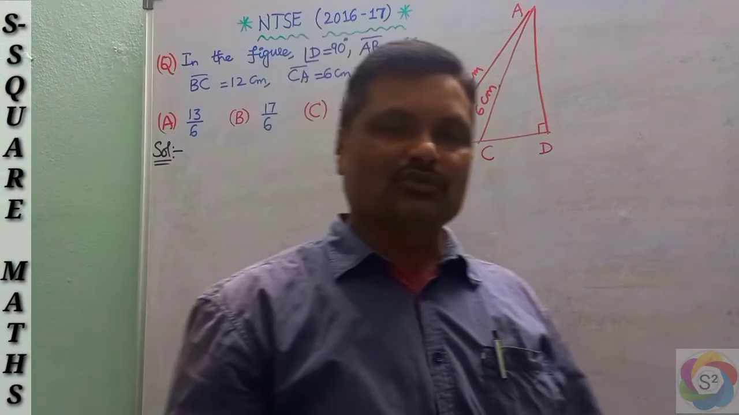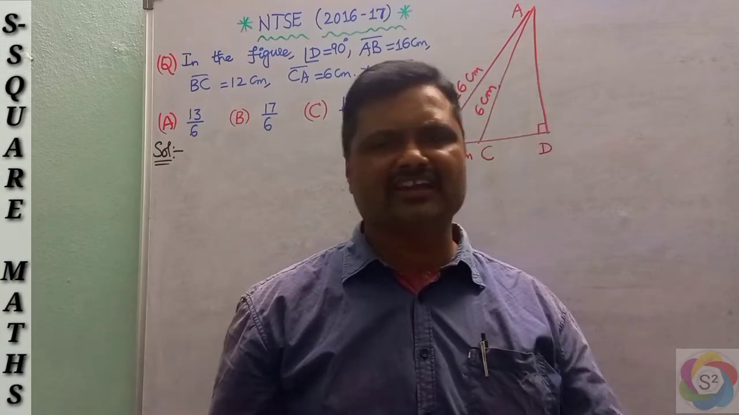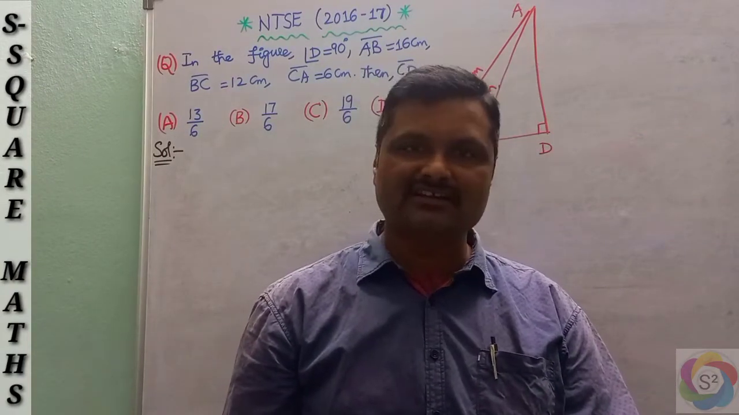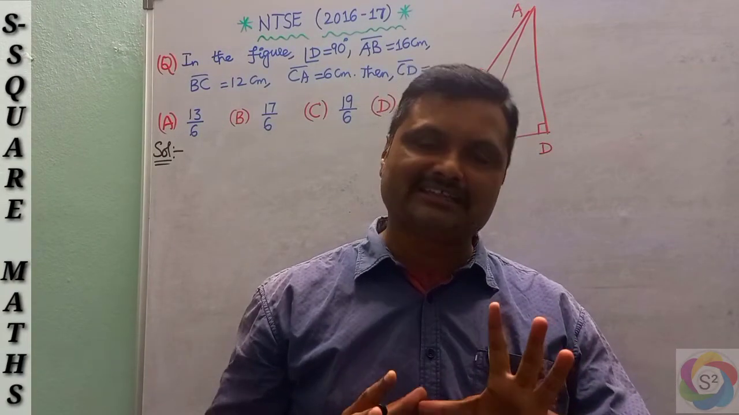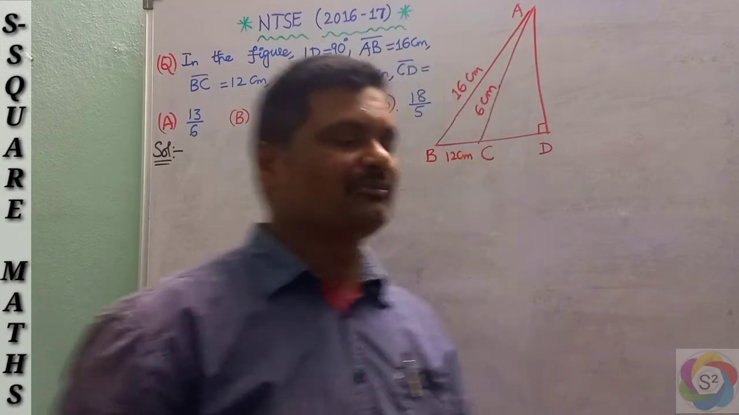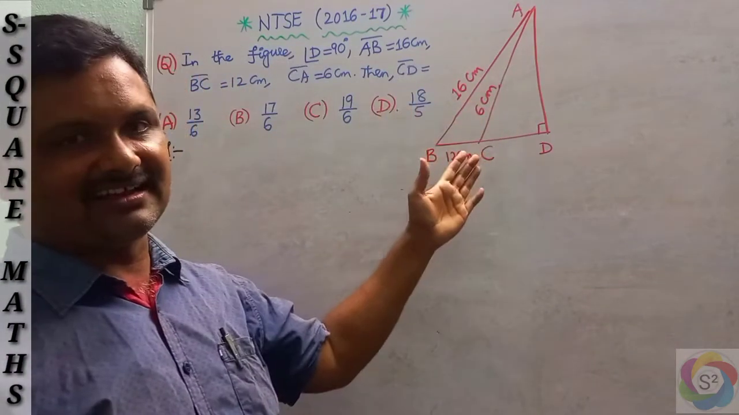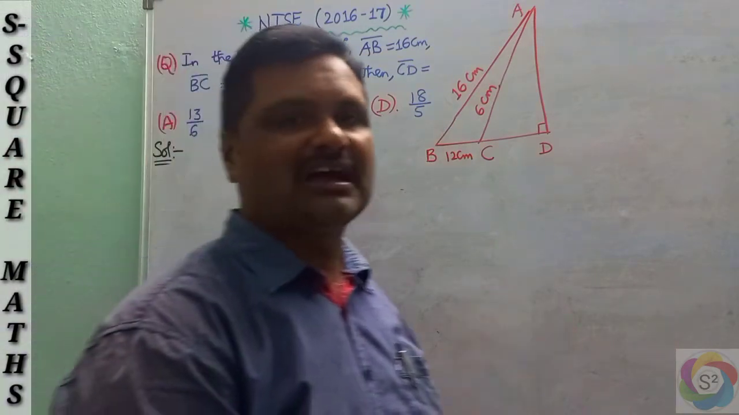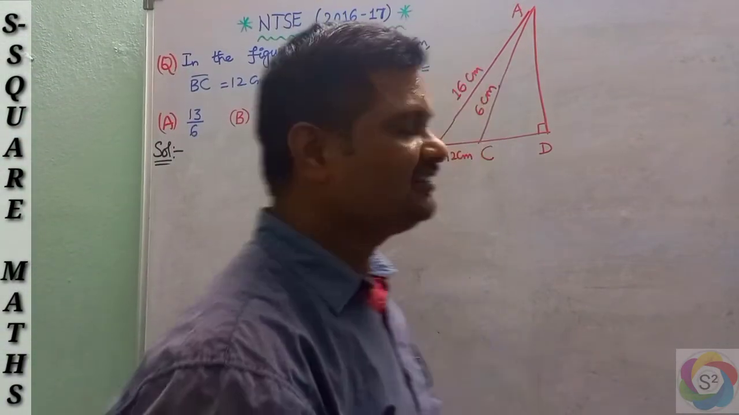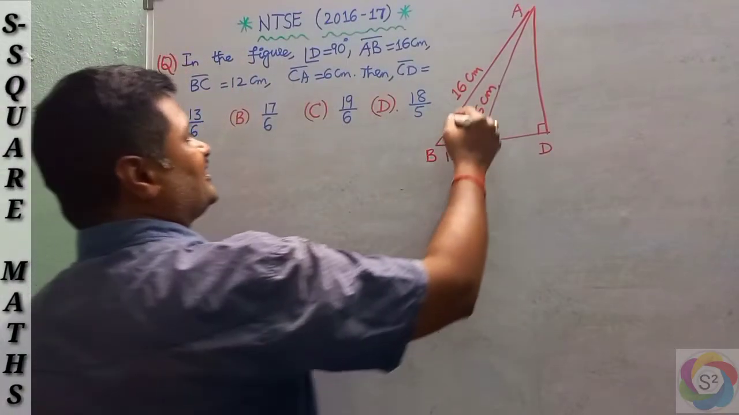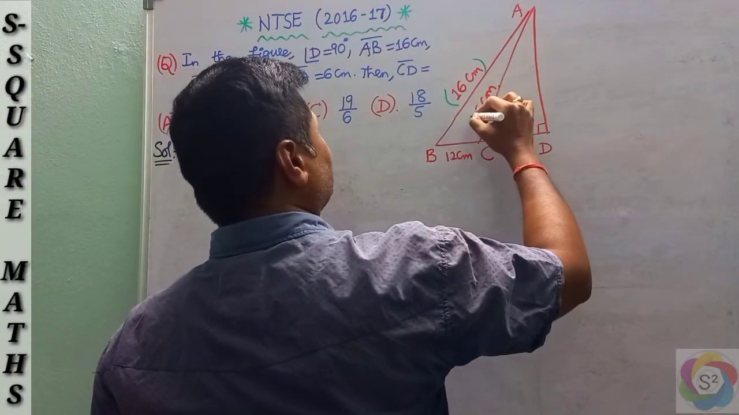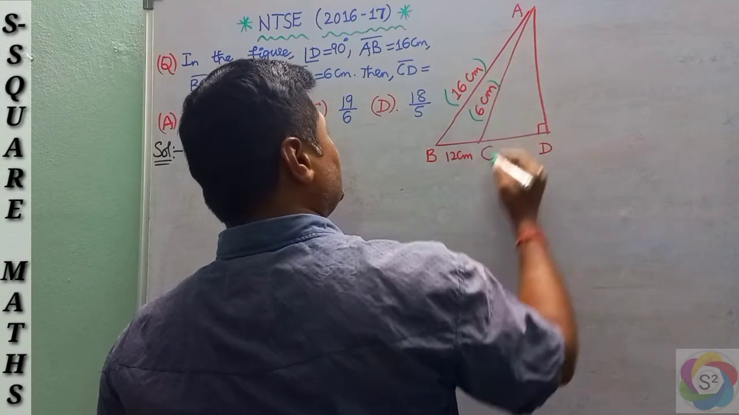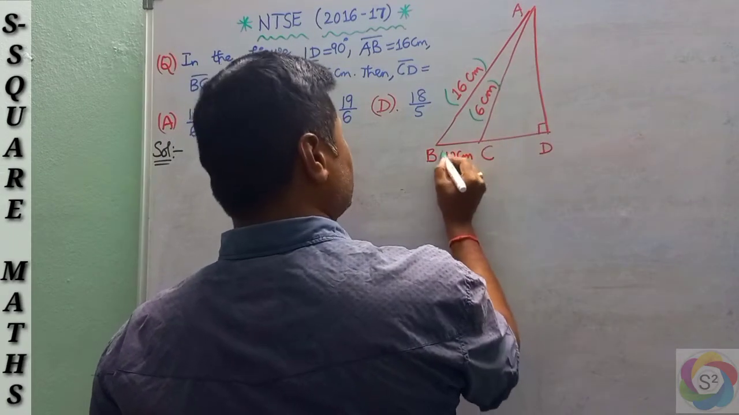So after looking over the question, don't be scared. It may be a little difficult, but we just have to apply the Pythagoras theorem because the given triangle is a right angle triangle, with angle 90 degrees. Let us mark the values now. AB is given as 16, AC is given as 6 and BC is given as 12.